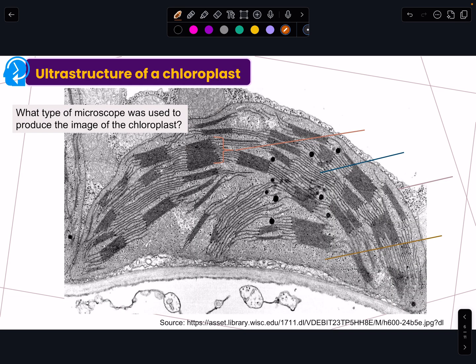Now, moving ahead. If we observe the plant cell under the microscope, this is how a chloroplast looks. So here I put a question: which microscope is basically used?